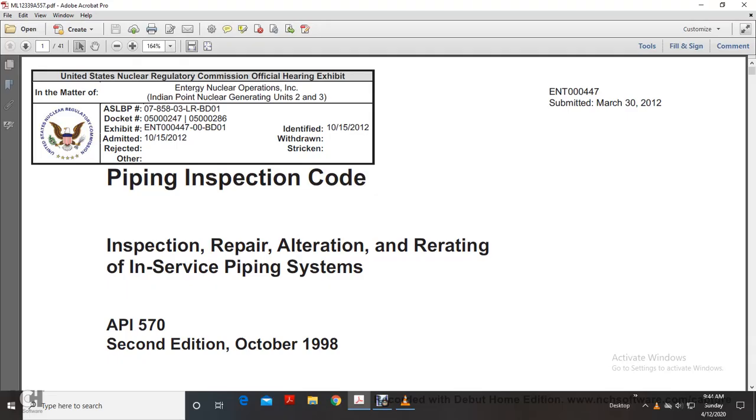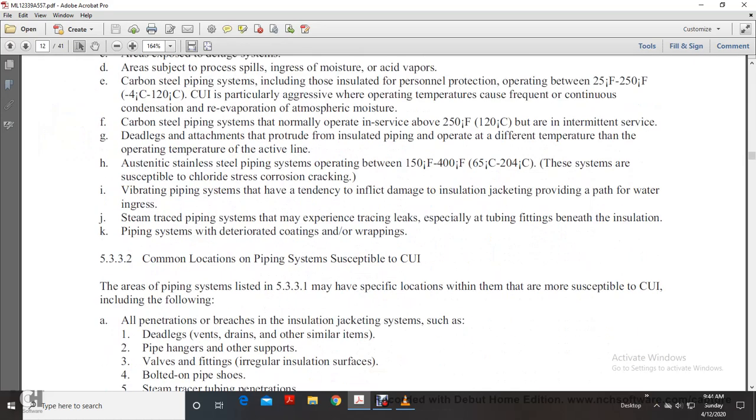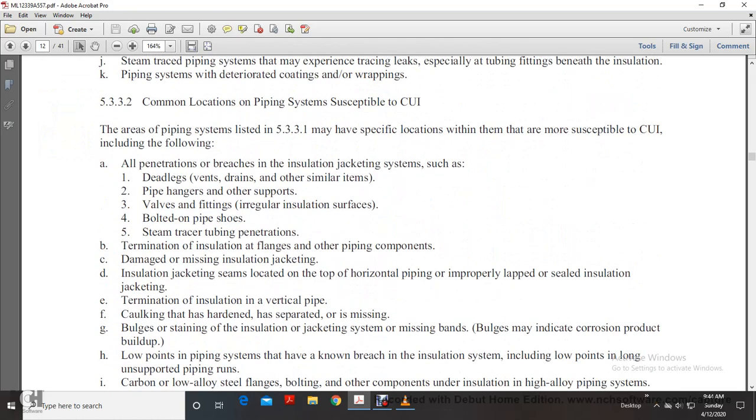Alright, continuing with the piping inspection code: inspection, repair, alteration, and re-rating of in-service piping systems, API, American Petroleum Institute, 570, second edition, October 1998. We're on chapter 5. 5332, common locations where piping systems are suspect for corrosion under insulation.